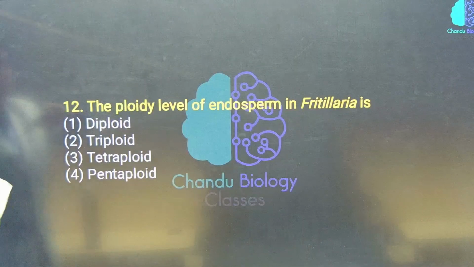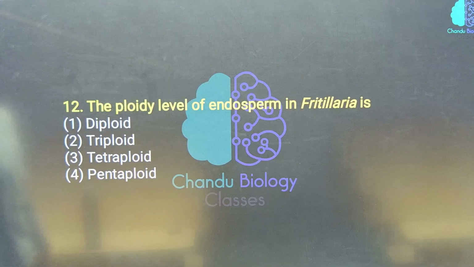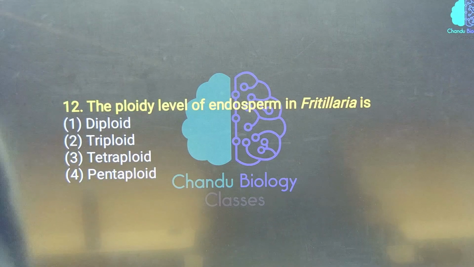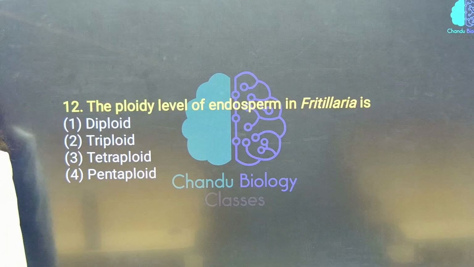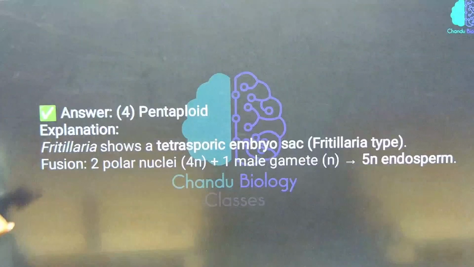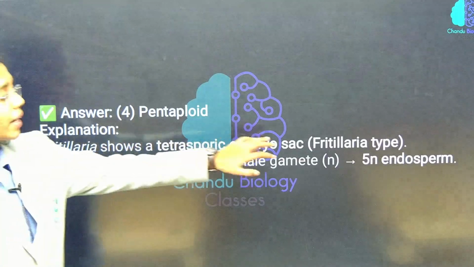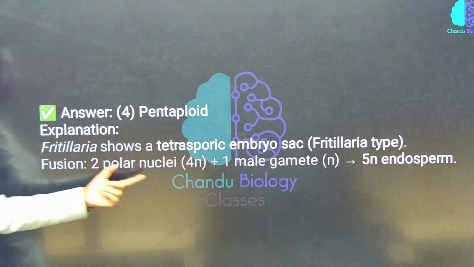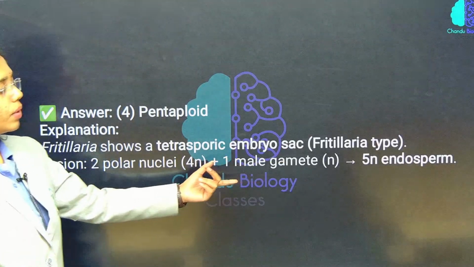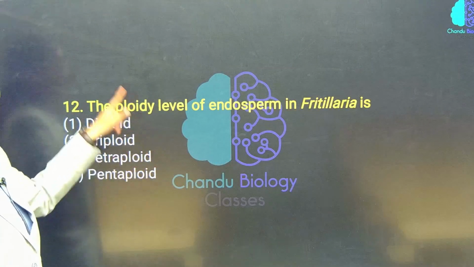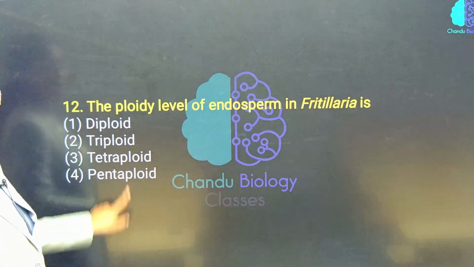Next question. The ploidy level of endosperm in Fritillaria. What is the ploidy level? Yeah. The answer is pentaploid, because Fritillaria shows what type of embryo sac development? Tetrasporic embryo sac development, wherein the polar nuclei will be tetraploid, the male gamete will be haploid, and then it will form pentaploid endosperm. Okay. The application we have solved recently in the previous question.